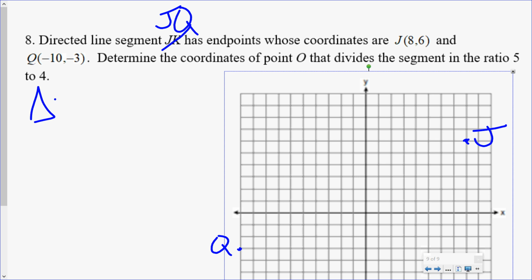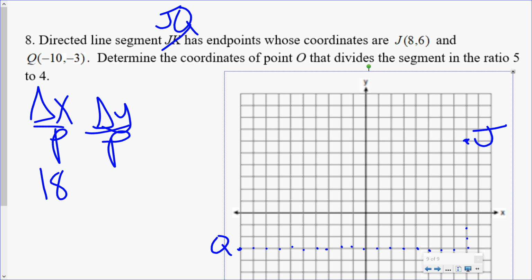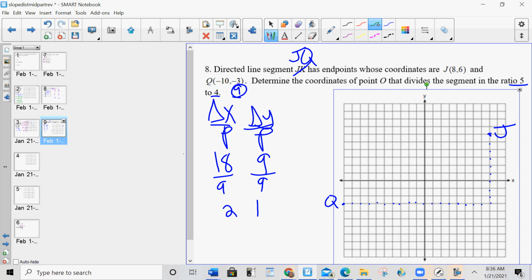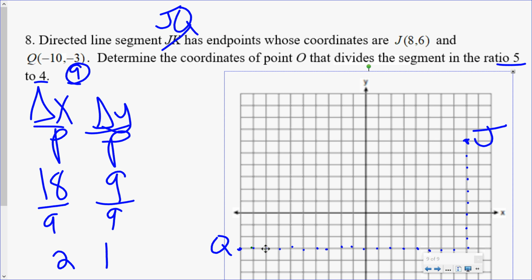So, delta X over P, delta Y over P. There's a lot of counting. 1, 2, 3, up to 18. Then 1, 2, 3, up to 9. P, 5 to 4. 5 plus 4 is 9. 2 and 1. So now I count 2 in the X direction, 1 in the Y direction. 2 in the X, 1 in the Y, 2 in the X, 1 in the Y.